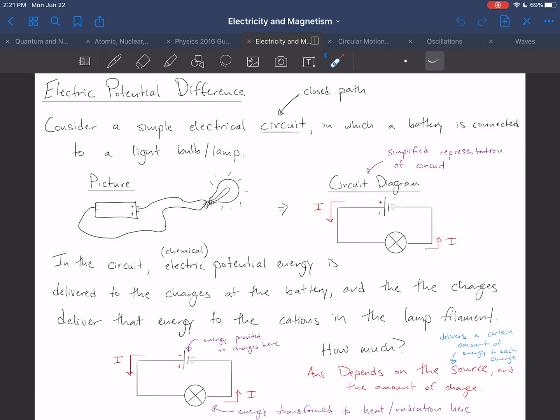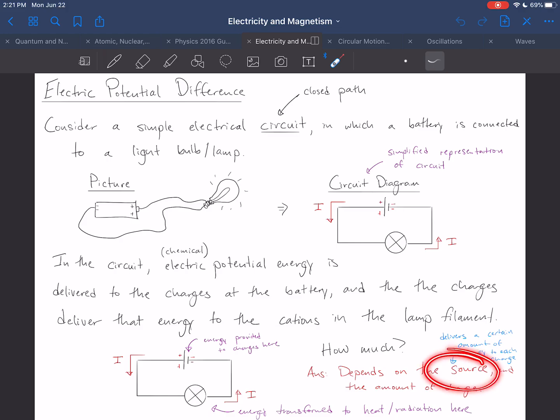And we wanted to ask ourselves, okay, how much electric potential energy is delivered to those charges? How do we figure out how much? And the answer is, well, it depends on the source. So how much potential energy depends on the source, and then it depends on the amount of charge. And if you wait for longer, more energy is delivered to the charge.